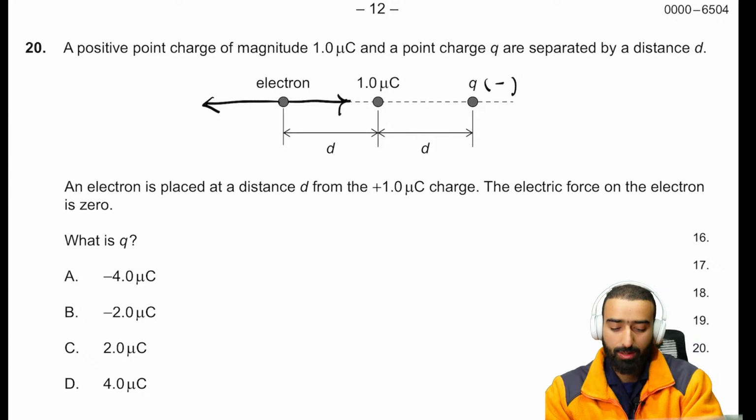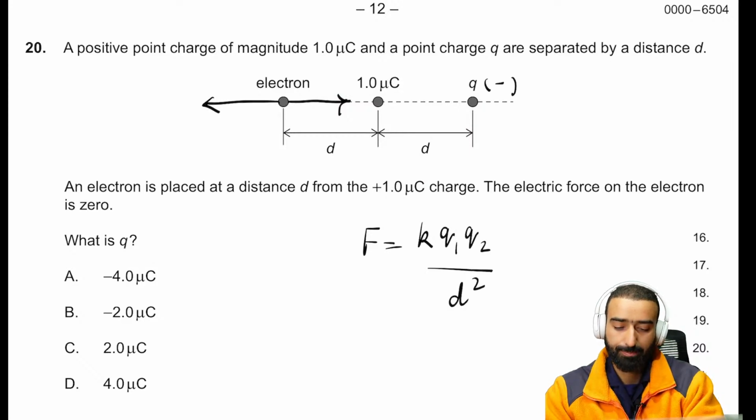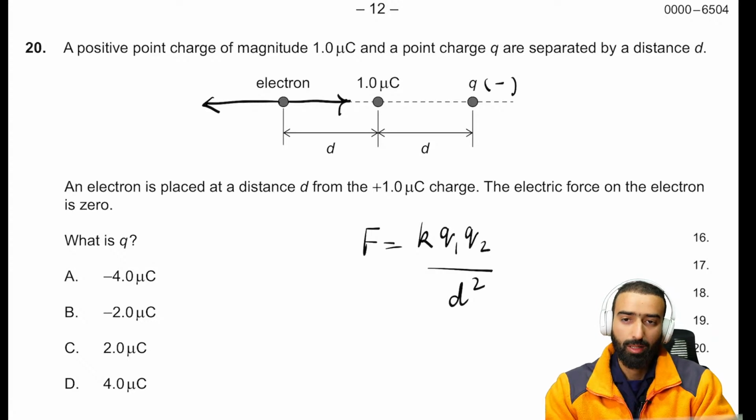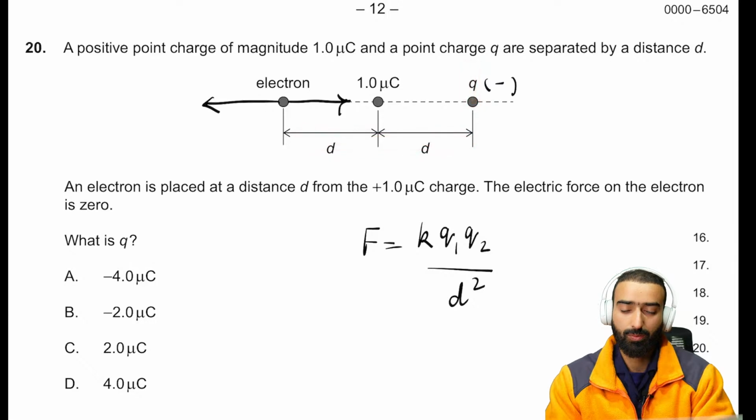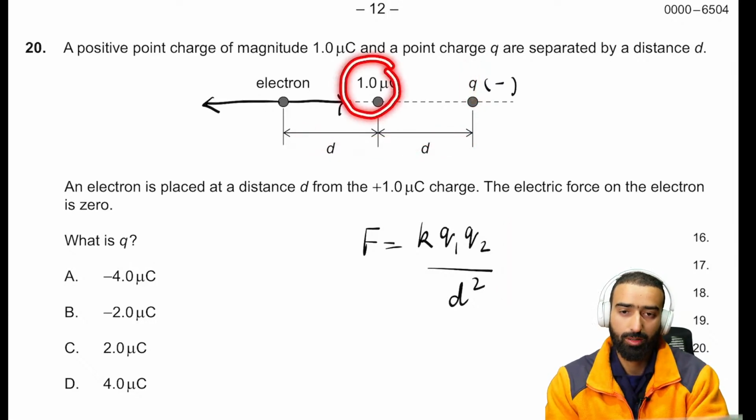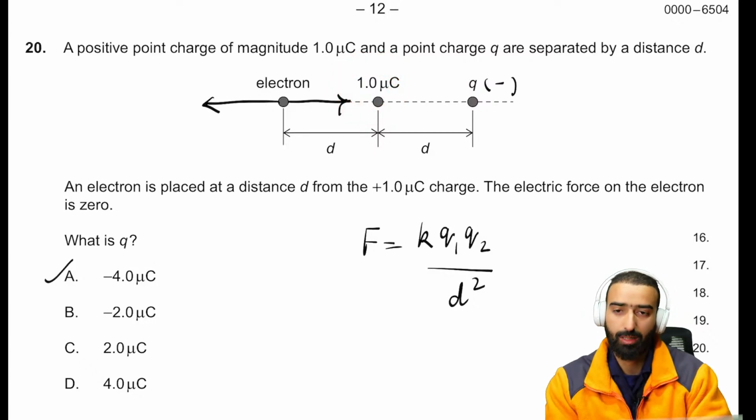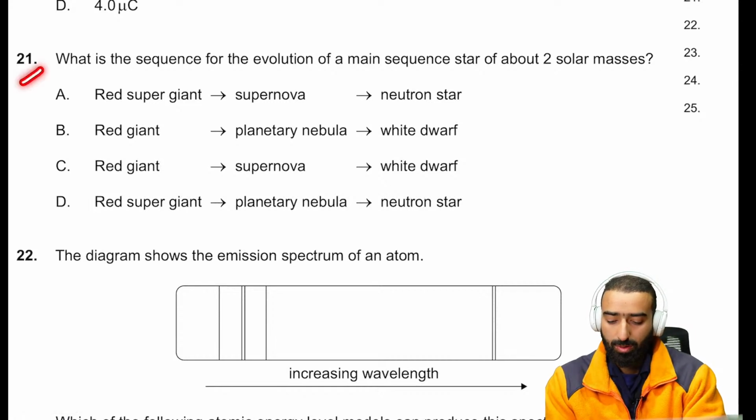Since you have increased distance, what's the distance between the electron and the charge? It's 2d. We know the force between charges is given by this equation, q1 q2 over d square. Now if I increase the distance twofold, the charge must increase fourfold in order to balance the force due to this. So the answer must be minus 4 microcoulomb. All right, let's move on to question 21.